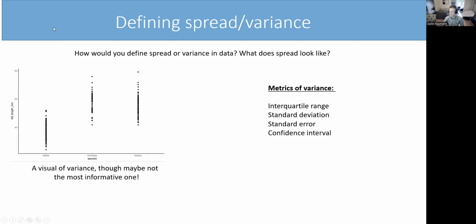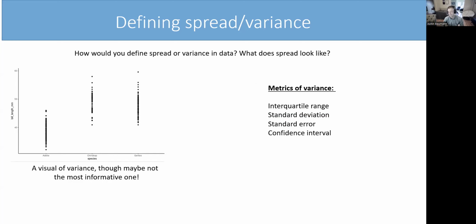All right, what we see here is what we've already been looking at a lot, which is our bill length across our different species. And here I've plotted every single point that you see in each of these distributions, each of these populations. I haven't divided it by sex. This is just all the penguins. You can see all the raw data. This is our spread. It's a visual of variance. It's maybe not the most informative visualization of variance, but it is one.